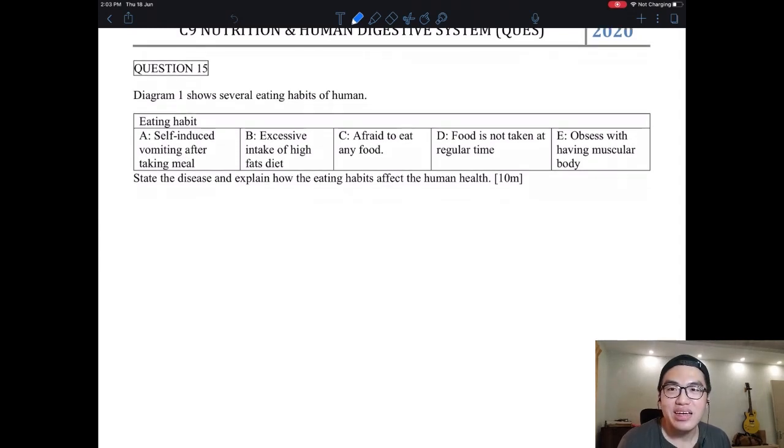Like I said, this last part is mostly asked in the essay question. So the diagram shows several eating habits of humans. We have self-induced vomiting. This is your bulimia nervosa.